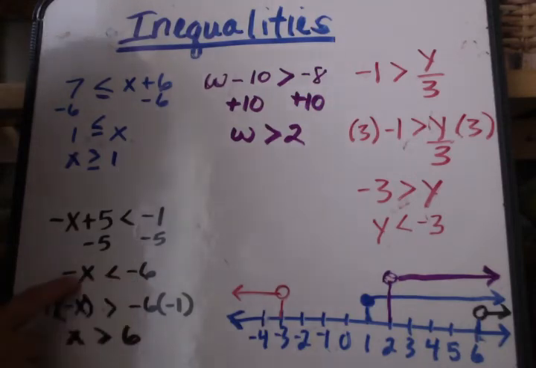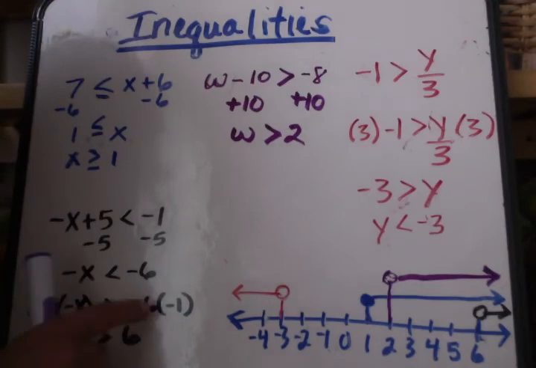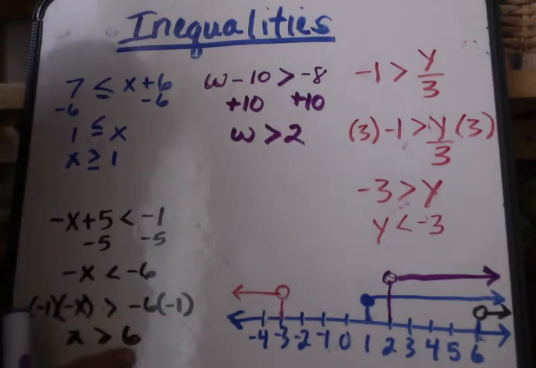Again, I want this to be a positive x. So here I'm going to multiply both sides by negative 1. And when I multiply now by negative 1, I'm going to go ahead and flip the sign around. So negative 1 times negative x is going to be just a positive x. Two negatives multiplied become a positive x. And the sign's going to be this way now. It's going to be greater than instead of less than. I flip the sign because I'm multiplying both sides by negative 1. So x greater than, and then negative 6 times negative 1 is going to be a positive 6. So x greater than 6.